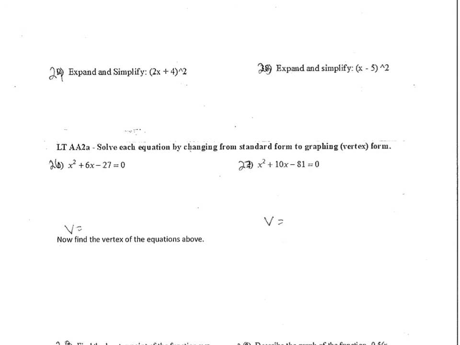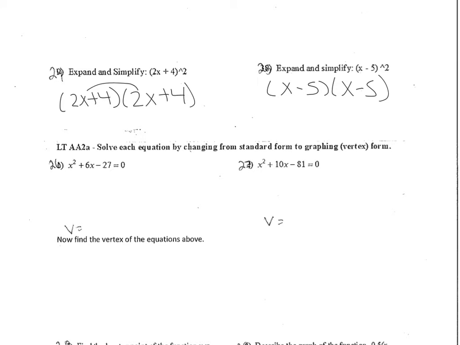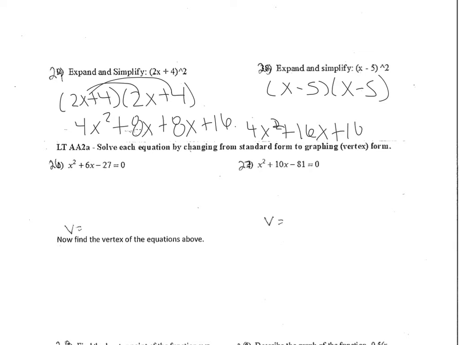Okay, as far as these expand and simplify problems go, don't forget that this means 2x plus 4 times 2x plus 4. Likewise, this means x minus 5 times x minus 5. Okay, then I'm just going to distribute. So it's 4x squared plus 8x plus 8x plus 16. Don't forget, I will be writing it fully as 4x squared plus 16x plus 16.